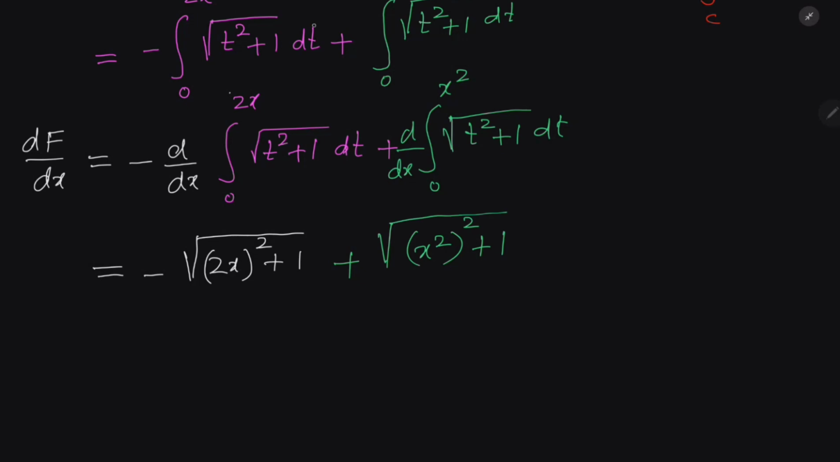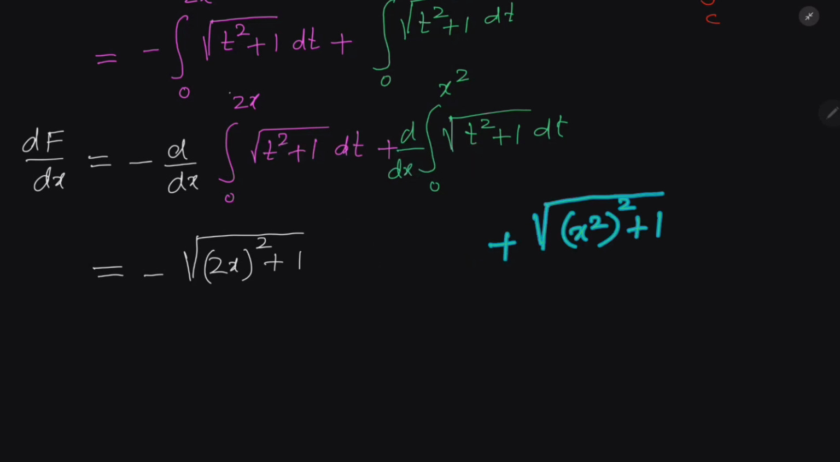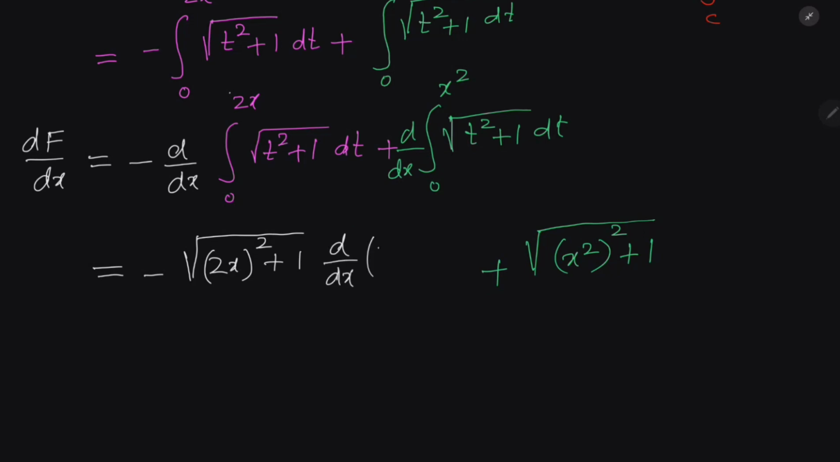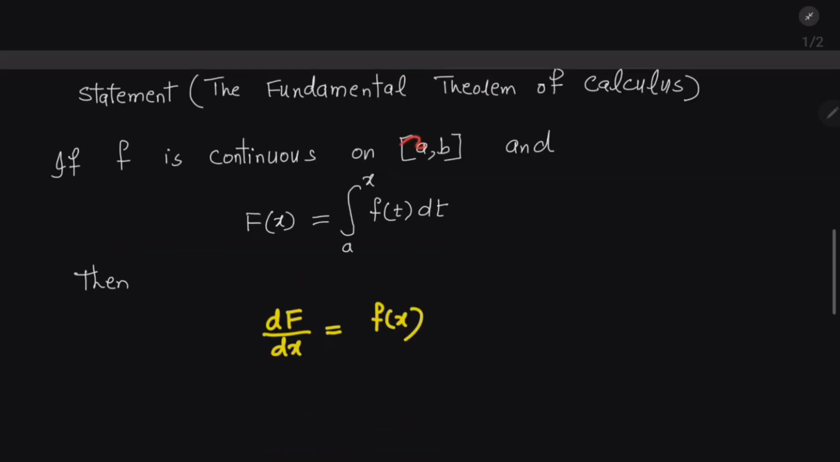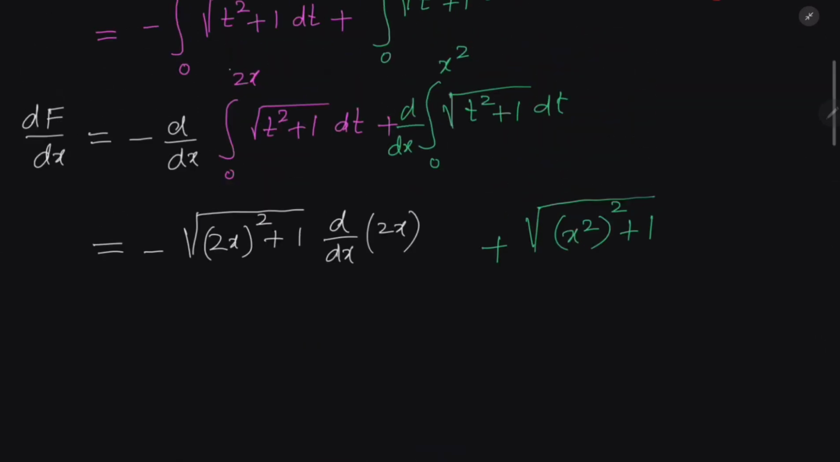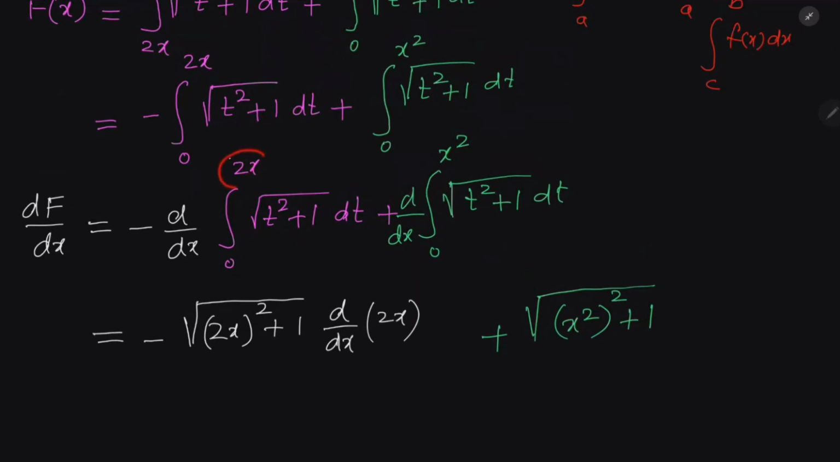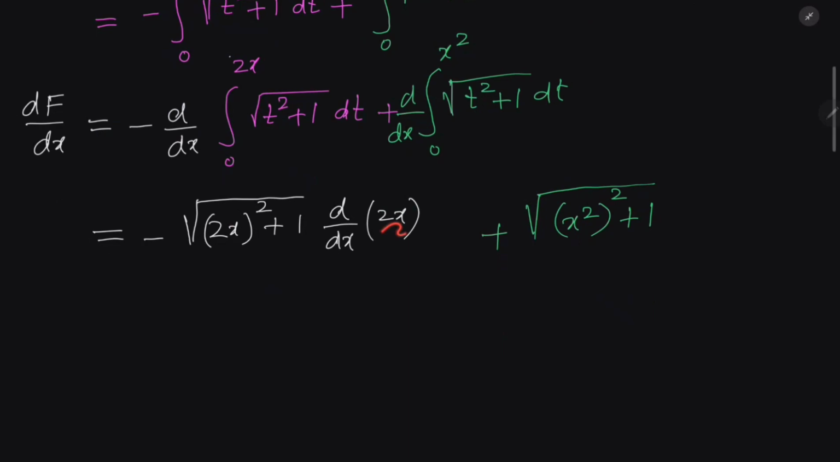Okay, one thing we are missing over here is the chain rule. So we have to use the chain rule as well, d by dx of 2x. Since in the fundamental theorem of calculus we have x as the upper limit, when you take the derivative there is no need to apply the chain rule. But here, when you have something other than x, which is a multiple of 2 or some other function, then you have to apply the chain rule as well.